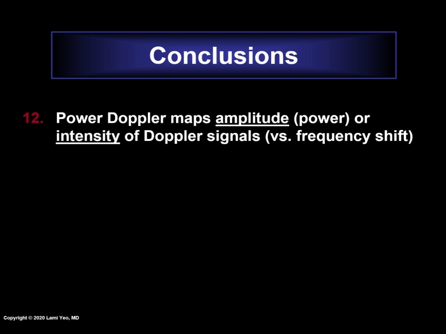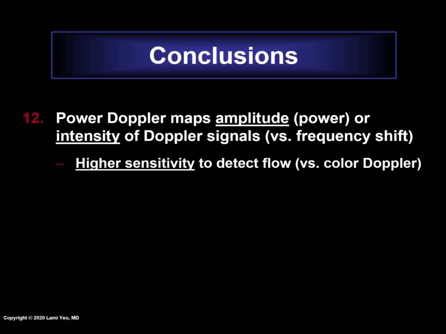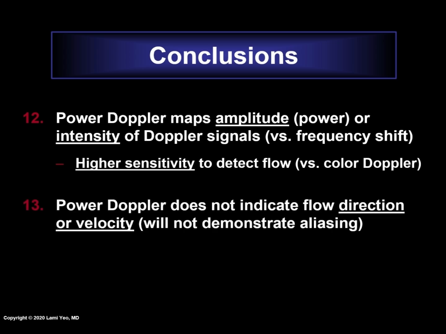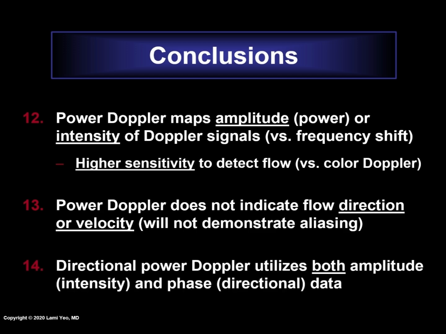Power Doppler maps the amplitude, power, or intensity of Doppler signals instead of their frequency shift. It has a higher sensitivity to detect flow compared to conventional color Doppler. Power Doppler does not indicate flow direction or velocity in contrast to color Doppler, and therefore will not demonstrate aliasing. Directional power Doppler is a modern technology that utilizes both amplitude, intensity, and phase directional data to ensure vascular documentation.